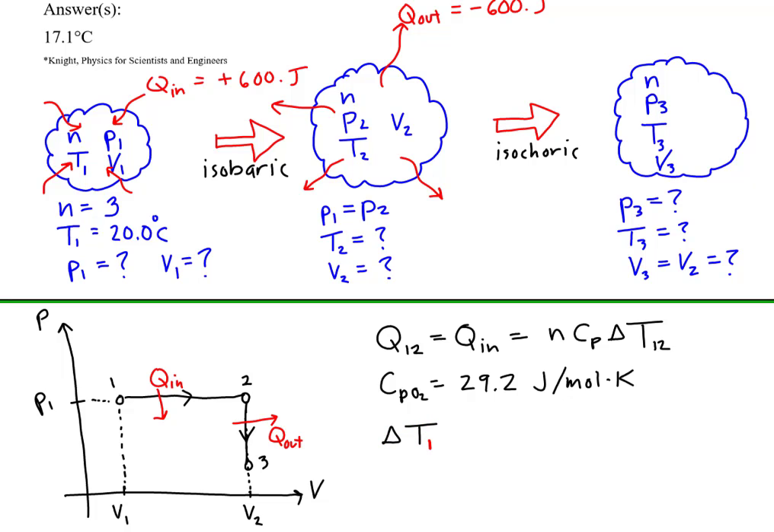We can use this information to find the change in temperature between states 1 and 2, which is equal to the heat added during the transition from state 1 to 2 divided by the product of the number of moles and the specific heat of oxygen at constant pressure.